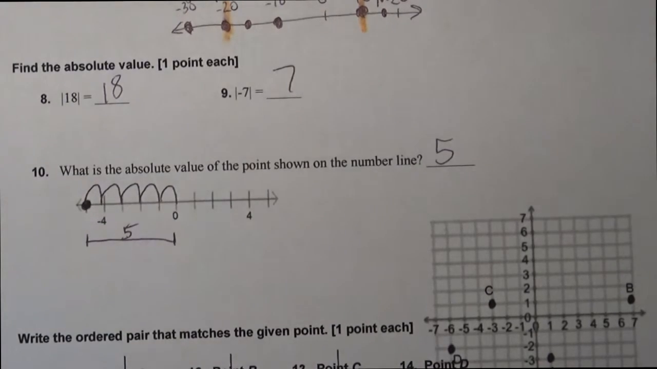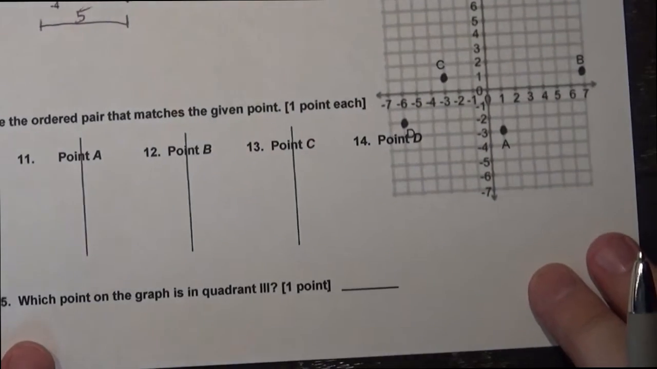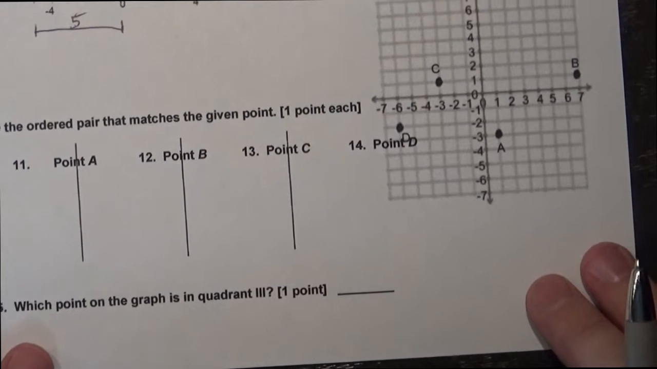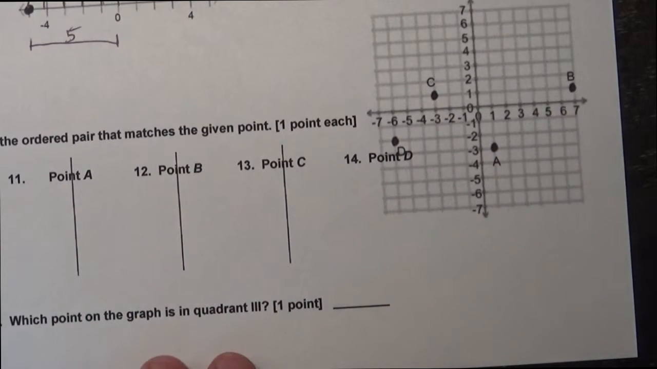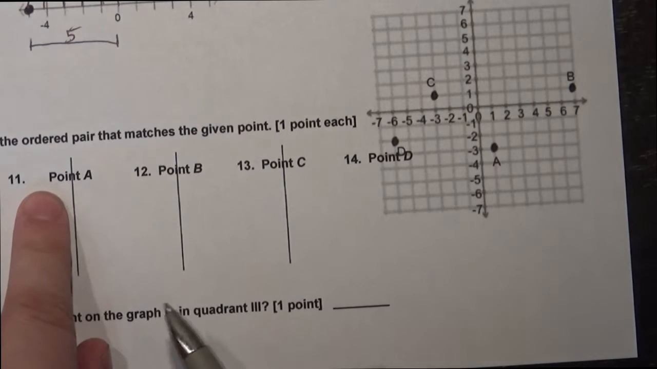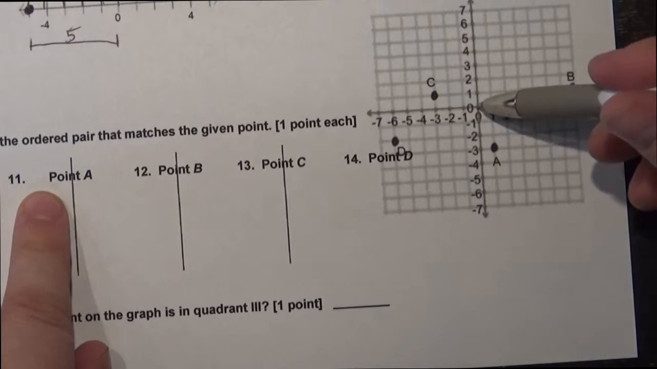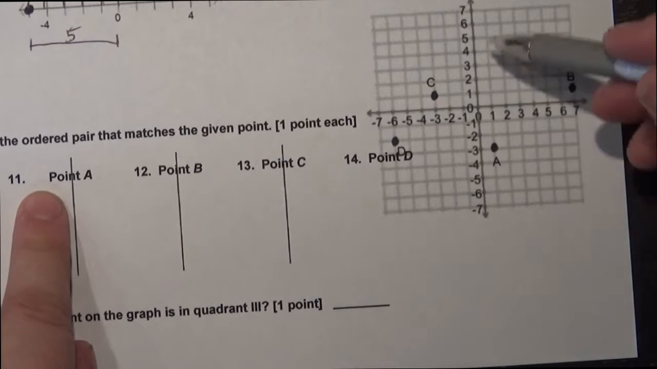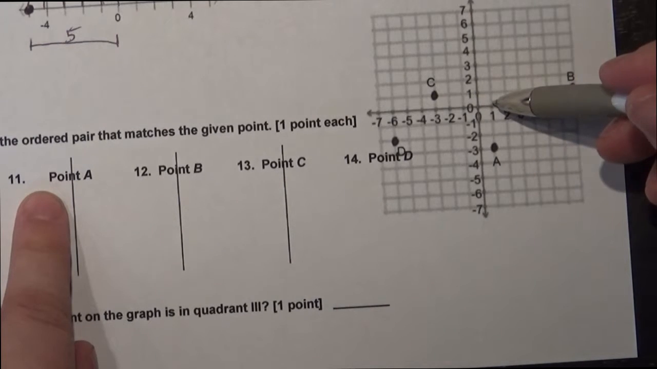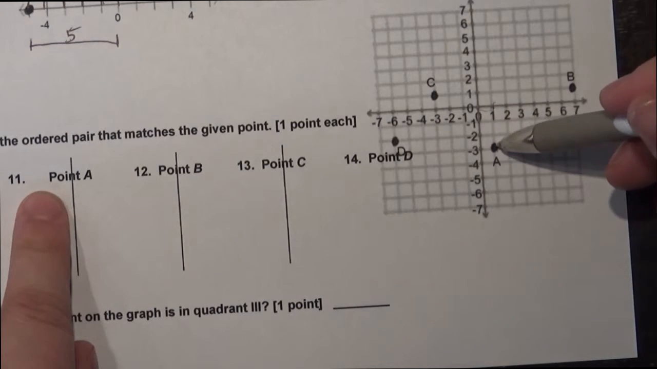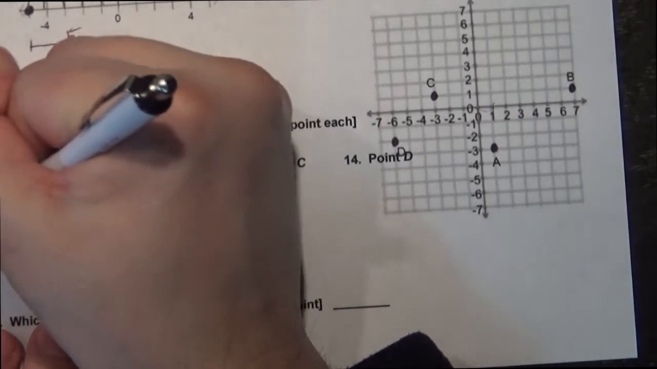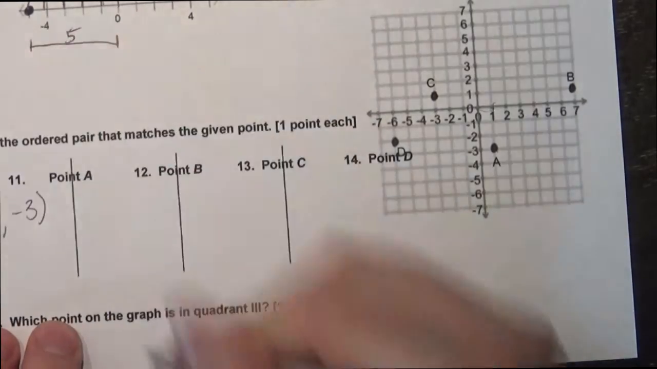All right, so let's move on now to numbers 11, 12, 13, and 14. For this one, my copy got a little bit jumbled up, and I don't appreciate that, but your copy looks much cleaner. It says, write the ordered pair that matches. So for point A, if I look at my coordinate plane, point A is here. I always go X value first, side to side before I go up and down. So point A, I'm going over 1 and down 3. That's over positive 1 and then down negative 3. So my ordered pair here is positive 1, negative 3.